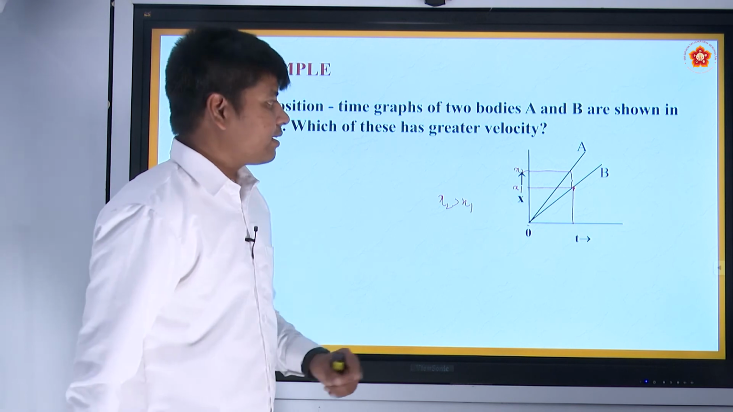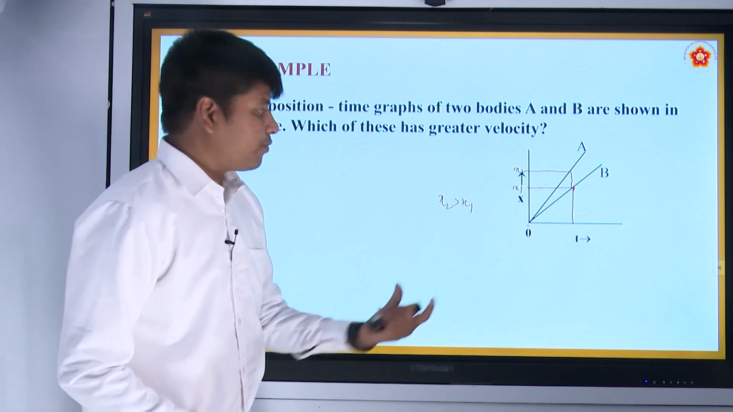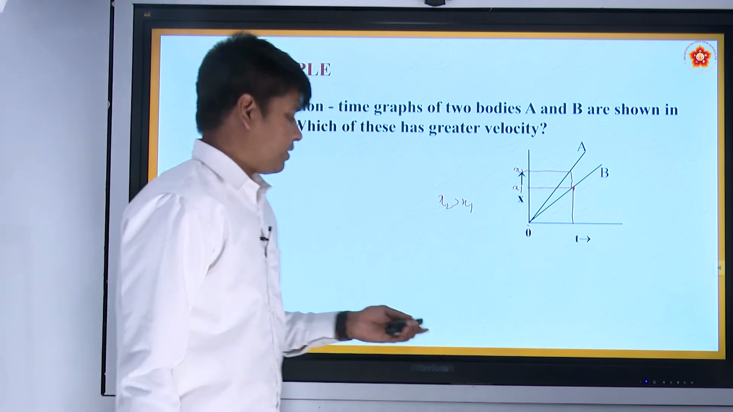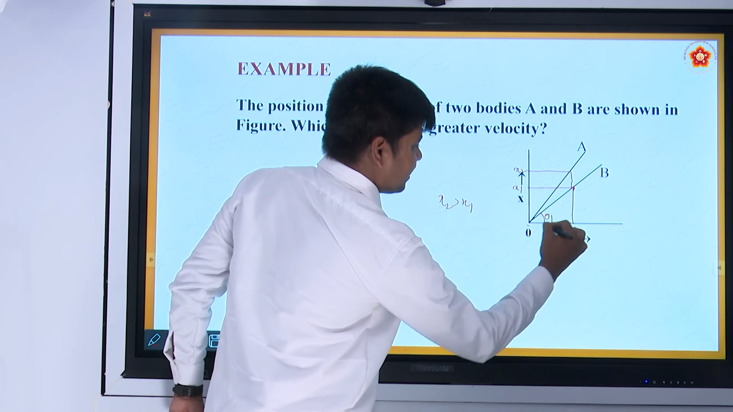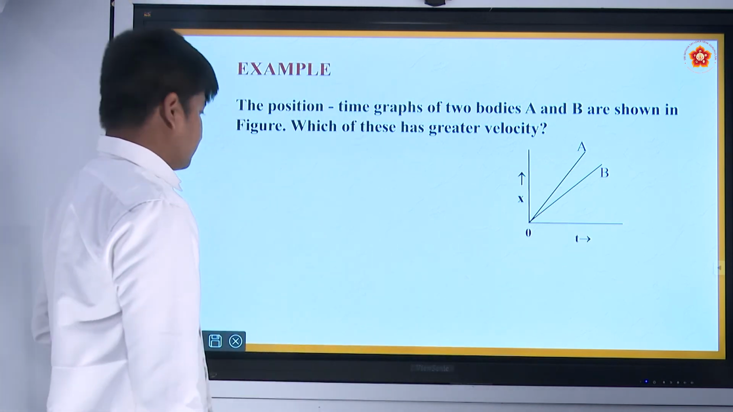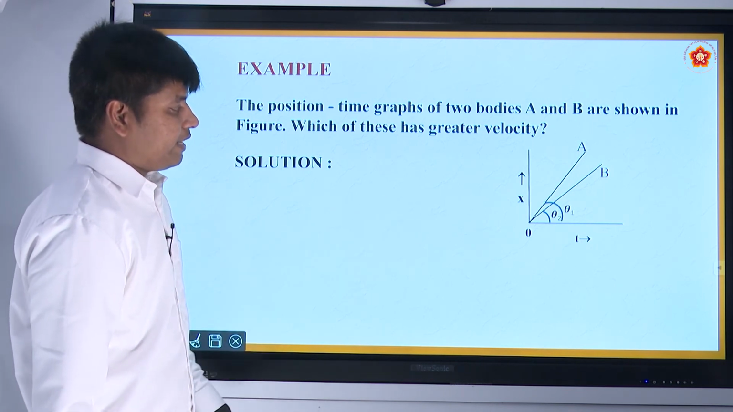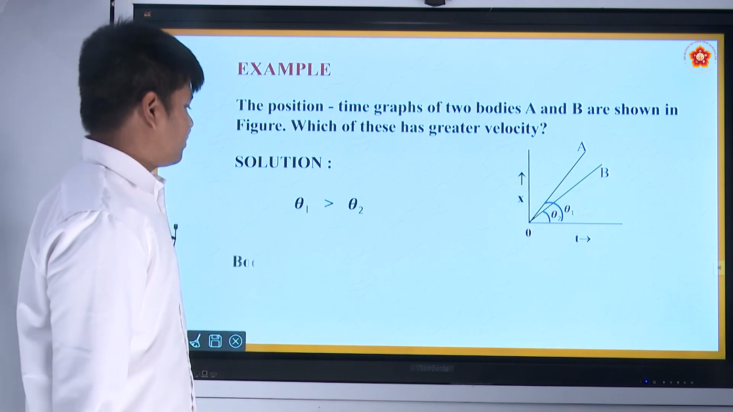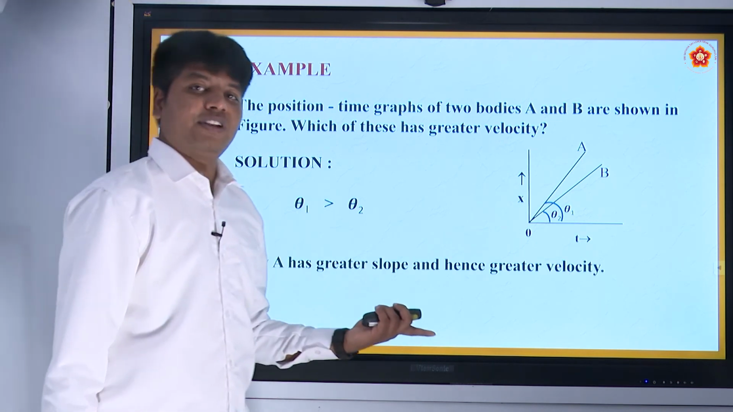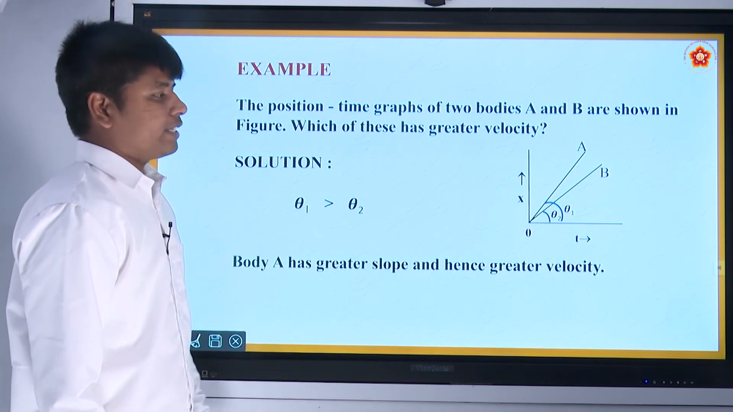How can you write that? More increment means more slope with respect to time. So this angle, let it be theta 1, and this is theta 2. Which angle is more? Theta 1 is more than theta 2. So body A has a greater velocity. So this is what we have about the position time graph.